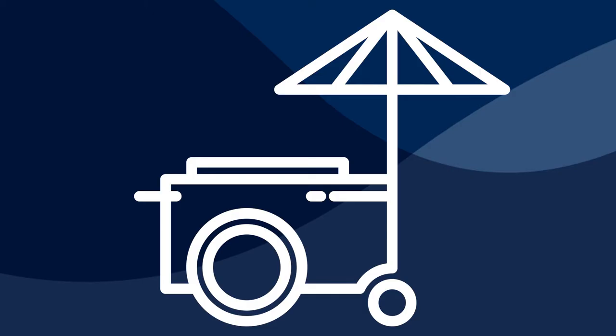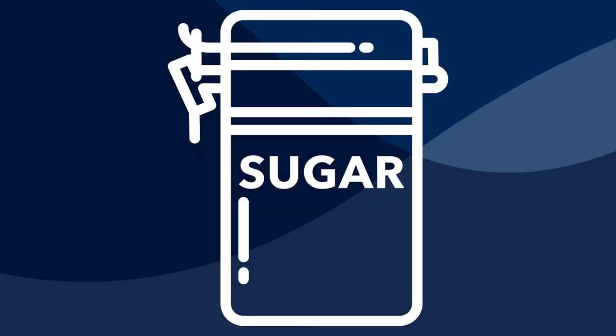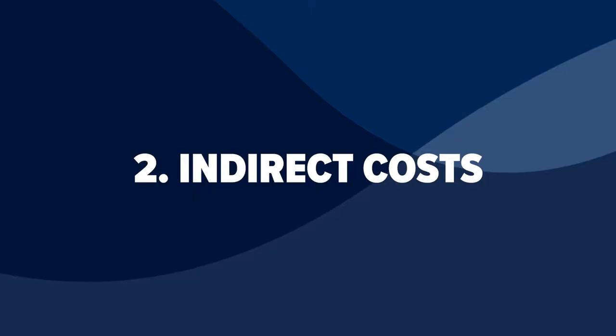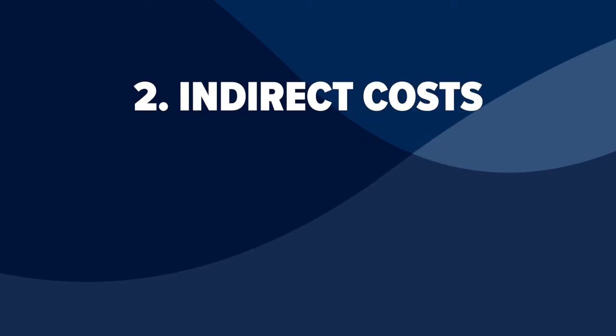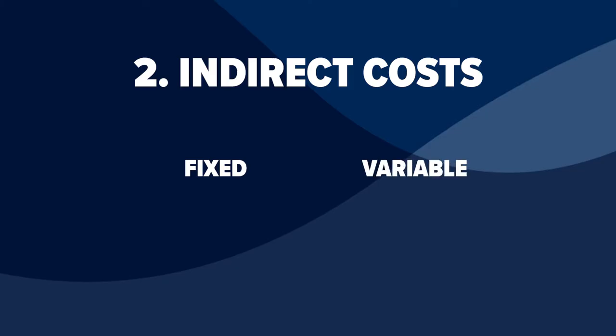Lisa's Luscious Lemonade has direct materials such as lemons, sugar, and water. She also has direct labor for the wages she pays to employees who make the lemonade. Indirect costs. Indirect costs can't be traced directly to a product or service, but they are necessary. Indirect costs may be fixed or variable.